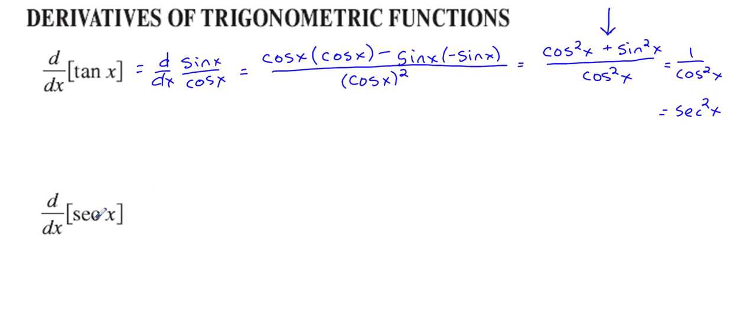Okay, let's find the derivative of secant. We don't know what it is, but we do know we can rewrite secant using sines or cosines. So d dx of secant would be 1 over cosine. Now we have to use the quotient rule with this. Low cosine, d high, derivative of 1.